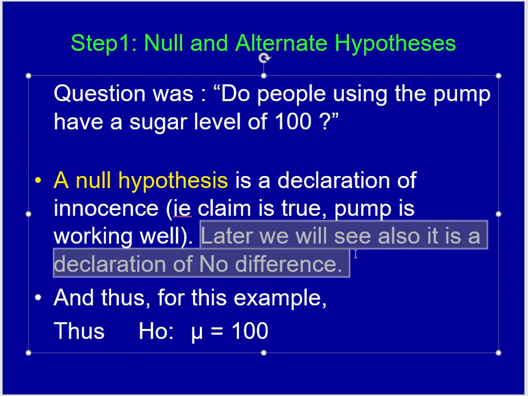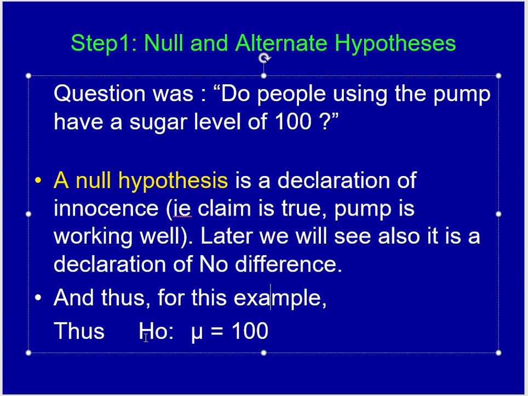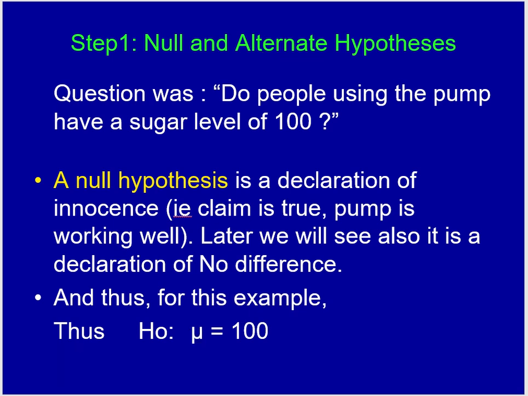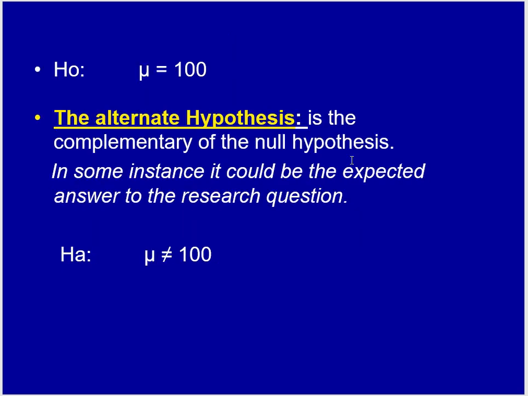Later on we will see that this also will be a declaration of no difference. What matters is that you're going to write a null hypothesis with an equal sign, and you're going to write it using a parameter. So see here, I wrote the null hypothesis mu equal to 100, but you just have to remember mu of what. That is the mu of the blood sugar level for which population? The population of diabetic patients using the pump. You have to be specific so that you know what you are studying. All right, so this is the null hypothesis.